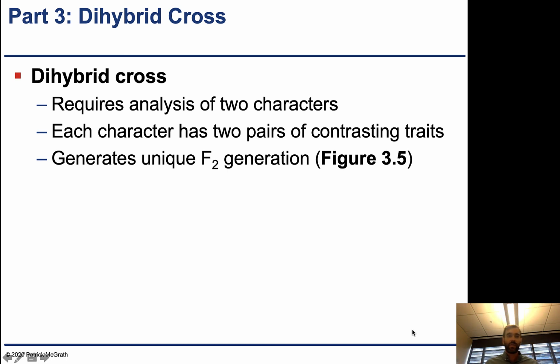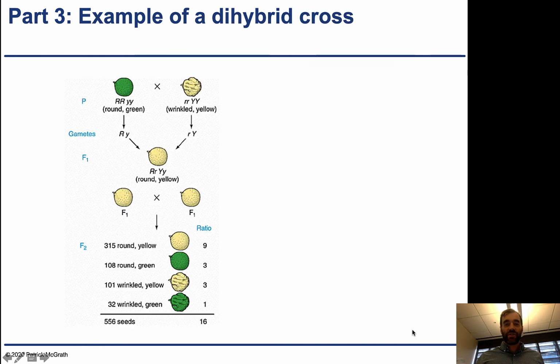All right, we are now going to move on to more complicated situations where multiple characters are different between the parents, and the next step is to look at a dihybrid cross. So a dihybrid cross requires the analysis of two characters, and it is assumed that the parents differ in at least two characters. And so this generates unique ratios in the F2 generation.